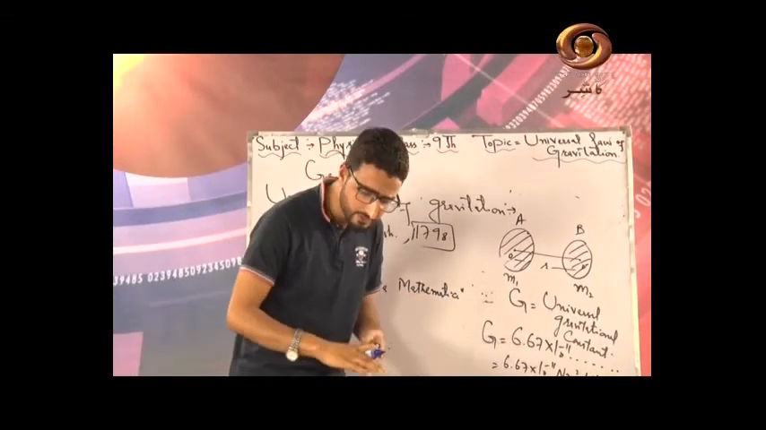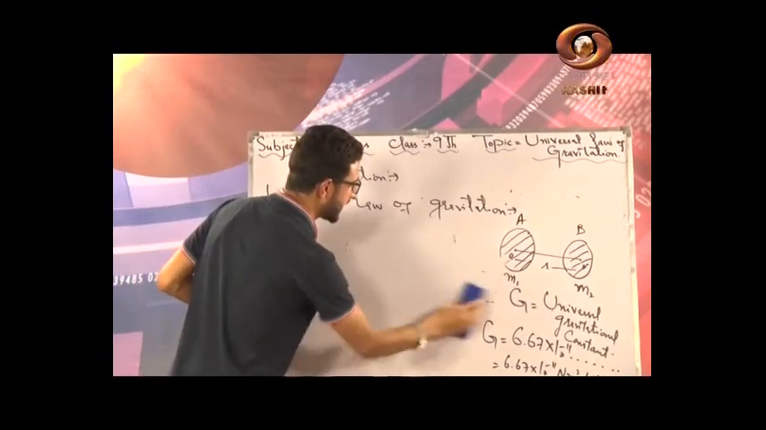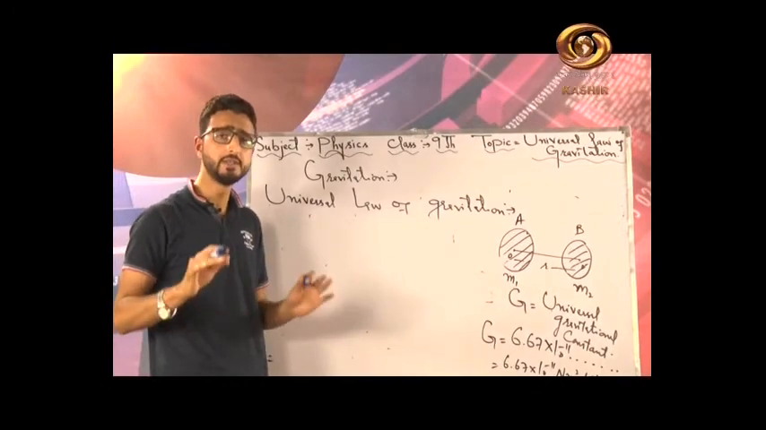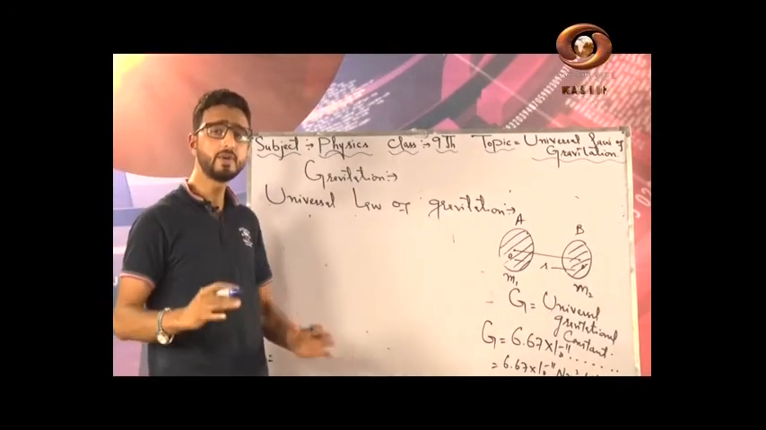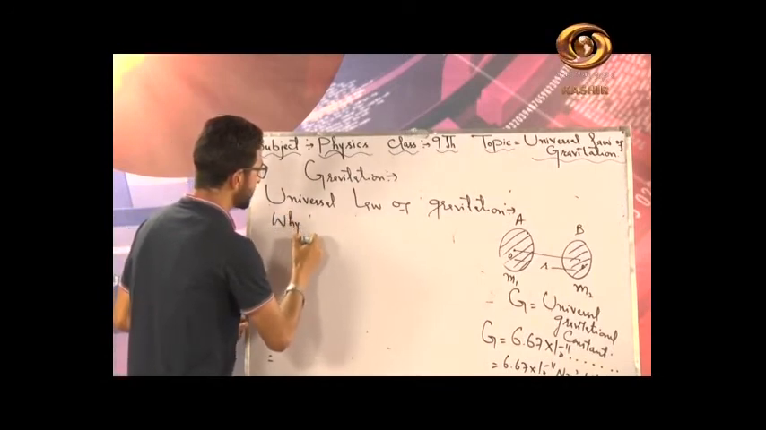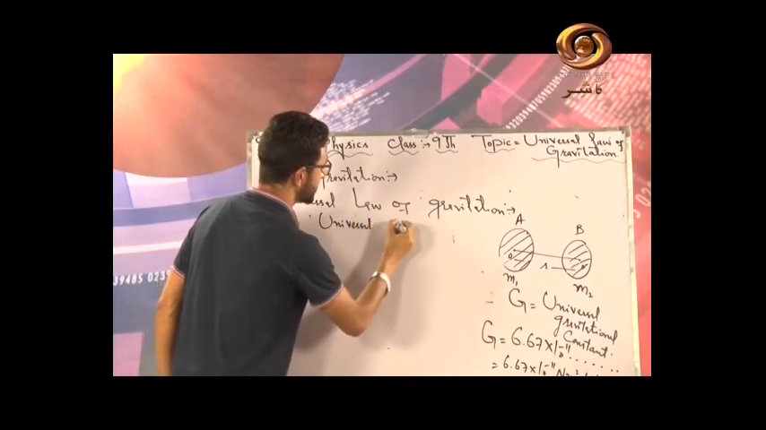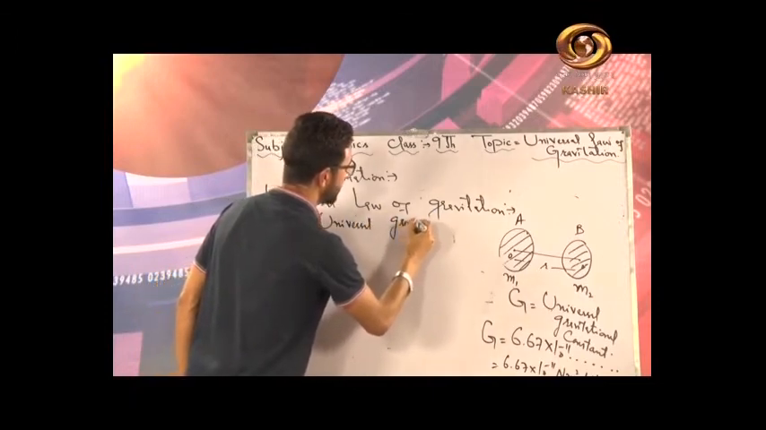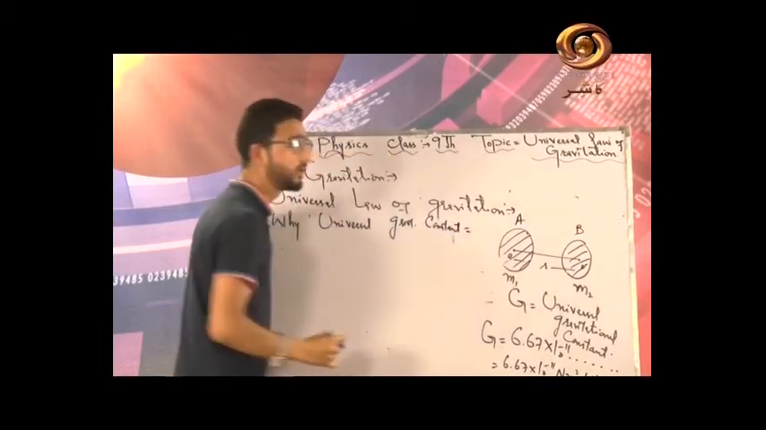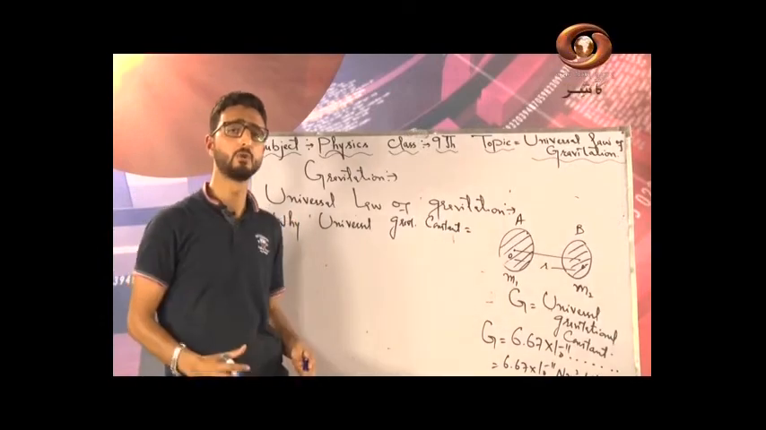So this is the experimental value of G, I mean the universal gravitational constant, right? Now the question is, why is it called the universal gravitational constant? Why is G called the universal gravitational constant? इस G को हम क्यों कहते हैं यूनिवर्सल ग्रेविटेशनल कांस्टेंट? इसके लिए दो रीजन मैं आपको बताऊंगा.